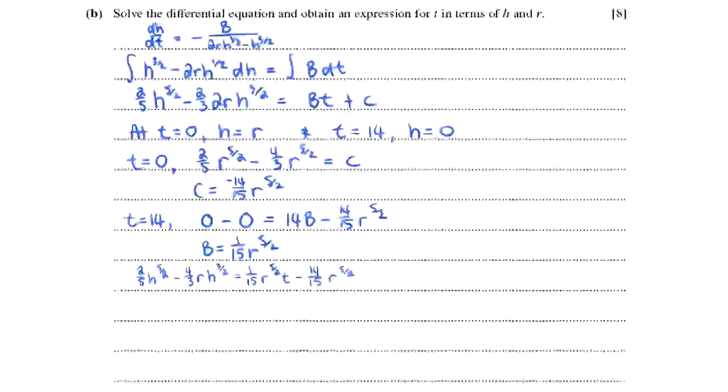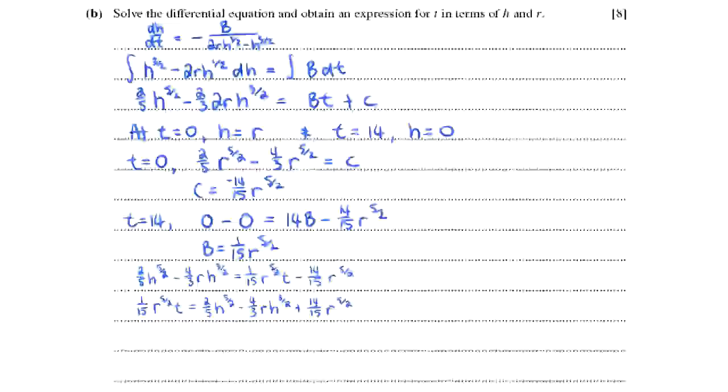Now we were asked to find an equation where t equals something, so we're going to just not worry about how complex it looks, move everything away from the t and see what happens. The first thing we move away is the minus 14 on 15 r to the 5 on 2. Take it over to the other side and we're going to add it. So let's put t on the left to make this look a little nicer. And we'll have 1 on 15 r to the 5 on 2 t is equal to 2 on 5 h to the 5 on 2 minus 4 on 3 r h to the 3 on 2 plus the 14 on 15 r to the 5 on 2.